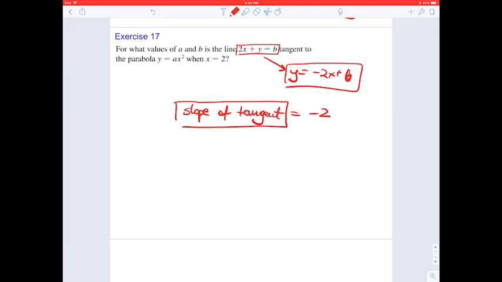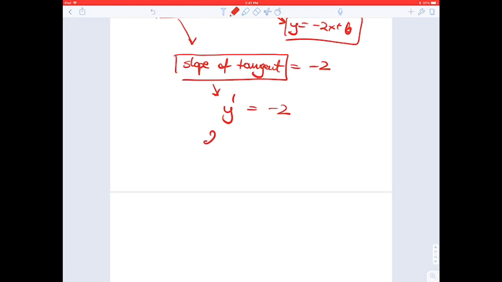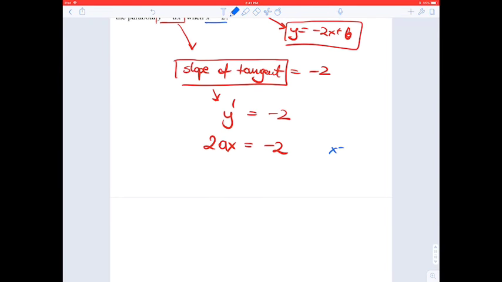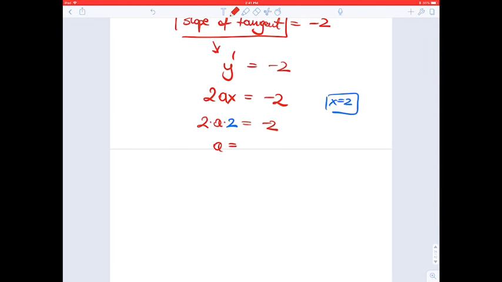We also know that the slope of the tangent is simply the derivative. The derivative of this function, ax squared, is 2ax. And we know that everything is happening at 2. That means x equals 2. I can substitute 2 instead of x, and I can solve this equation for a. Negative 2 over 4, negative half. Excellent. That means my function is negative half x squared.